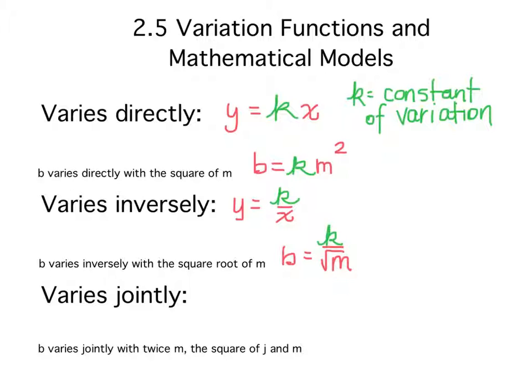And varies jointly. So just think about joints sticking together. Jointly is just multiples multiplied together. So varies jointly would be y equals k times x, z, whatever. So an example of that would be b varies jointly with twice m, the square of j, and let's change that to z and z.